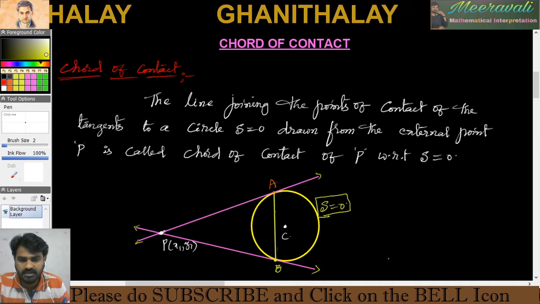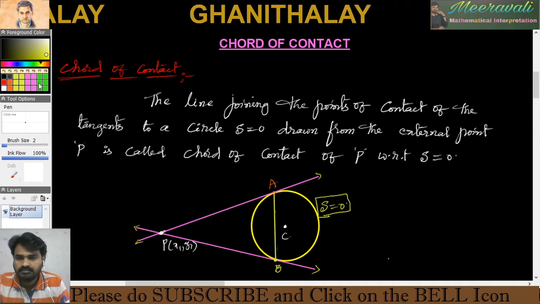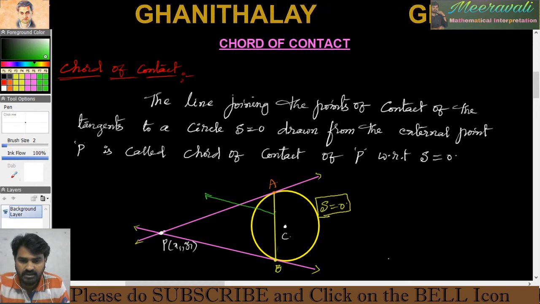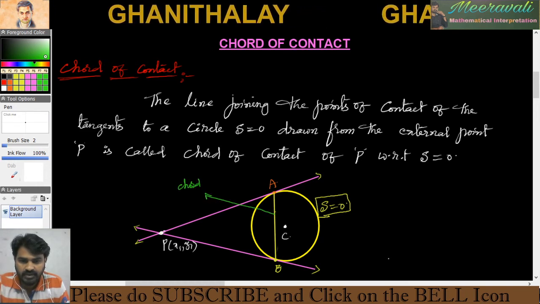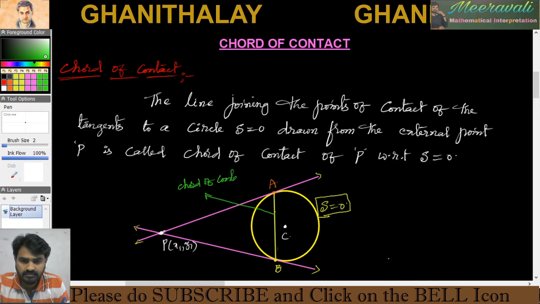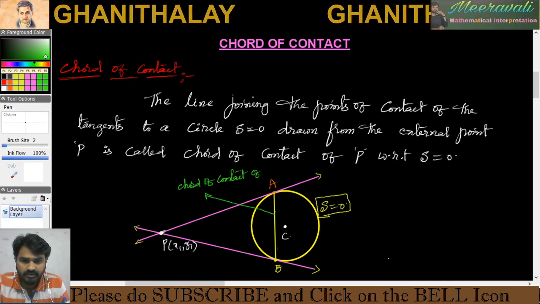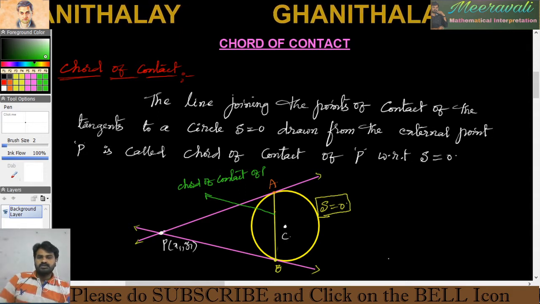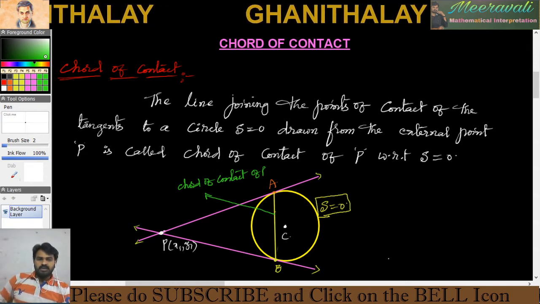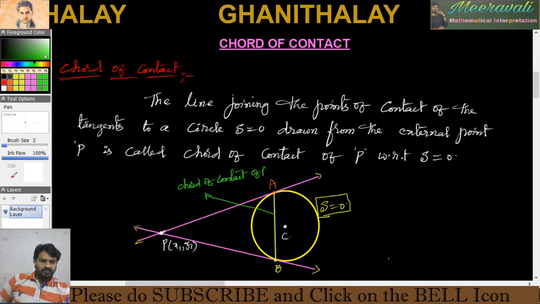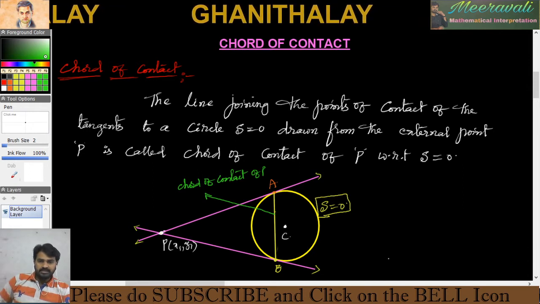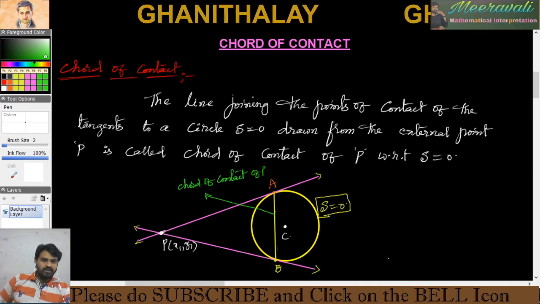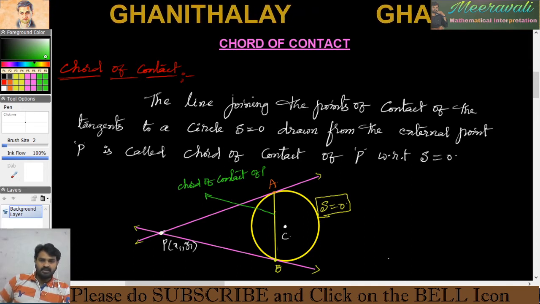Now we say that this is called the chord of contact of P with respect to the circle. So this is the definition. Look here at the definition: the line joining the points of contact of the tangents drawn to the circle S = 0 from the external point P is called the chord of contact.